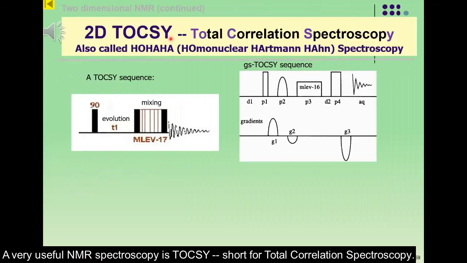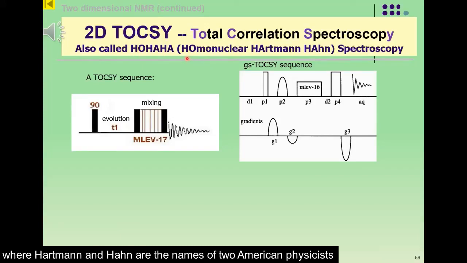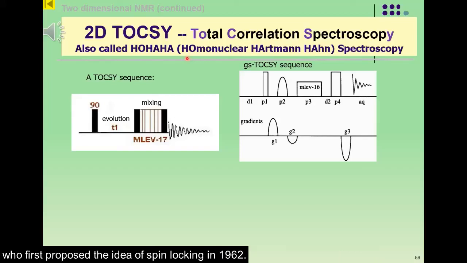A very useful NMR spectroscopy is TOCSY, short for Total Correlation Spectroscopy, also called HOHAHA, short for Homonuclear Hartmann-Hahn Spectroscopy, where Hartmann and Hahn are the names of 2 American physicists who first proposed the idea of spin locking in 1962.